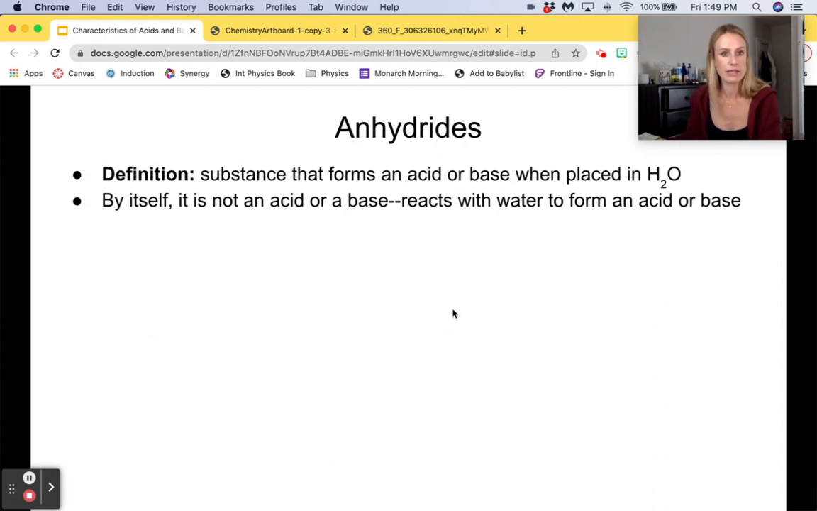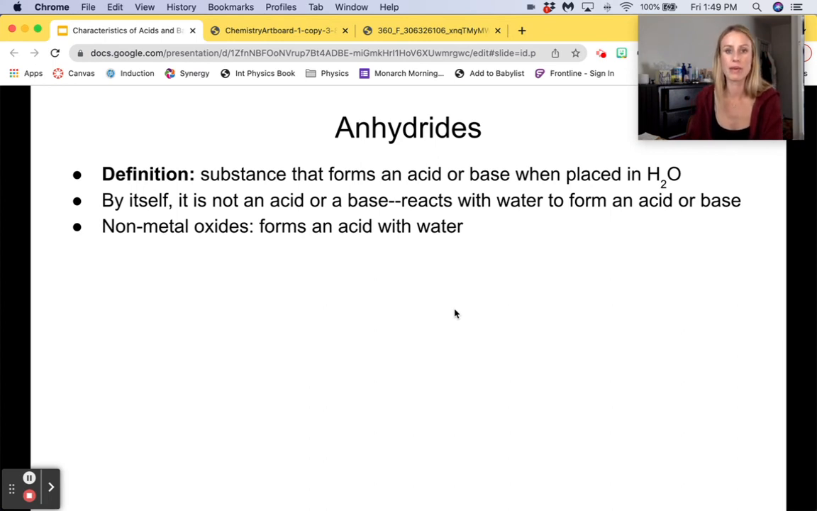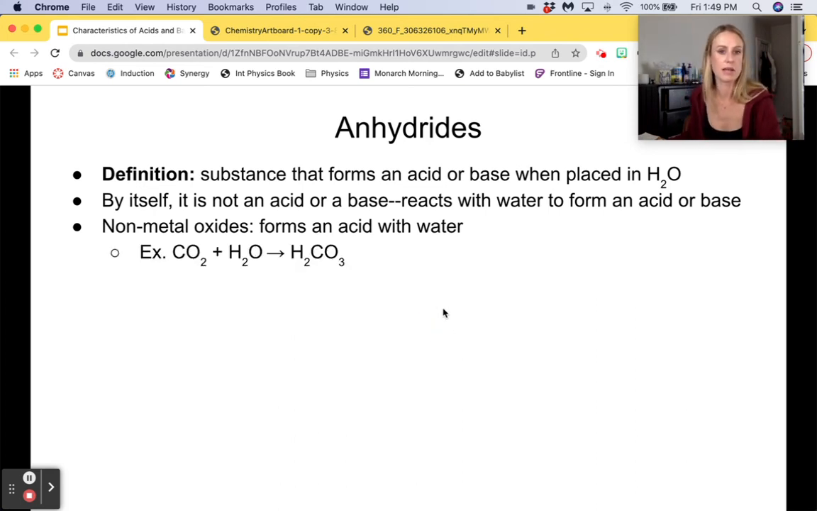Now, on the other hand, we also have something called a nonmetal oxide, which is going to form an acid with water. Nonmetal meaning these are the things in the periodic table that are on the right-hand side, like the upper right-hand side of the periodic table. Remember, metals are on the left-hand side. We have our alkali metals, our alkaline earth metals, our transition metals. So, nonmetals are going to be like our covalent compounds. So, we have carbon dioxide as my first example. And I have another example in a bit.